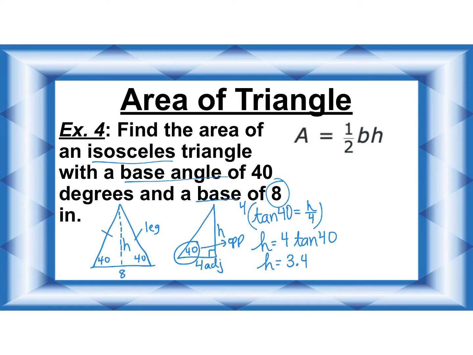My base is 8 and I do need to use the whole base, not just the 4. So area equals 1/2. My base is 8. My height is 3.4. Now be careful with the 1/2. It's not distributive. It doesn't go to both of them. It just goes to one of them and it can go to either one. I'm going to multiply it by 8 because it's even. So now area equals 4 times 3.4. And when you do that on the calculator, you're going to get 13.6 inches squared.